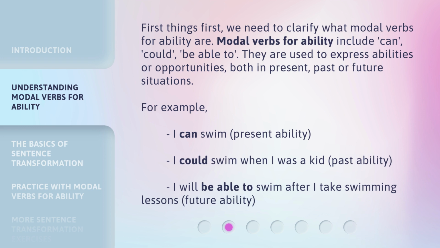For example, I can swim, present ability. I could swim when I was a kid, past ability. I will be able to swim after I take swimming lessons, future ability.